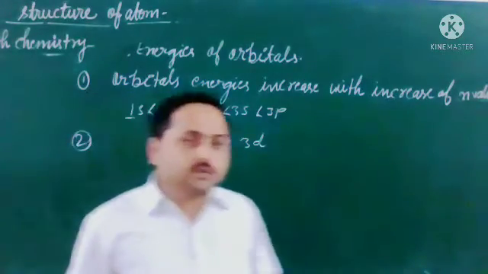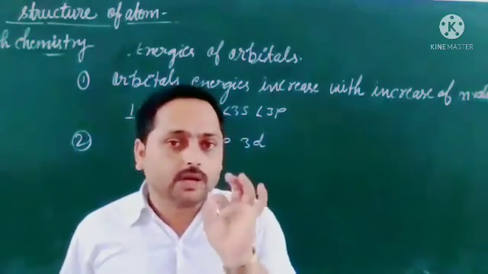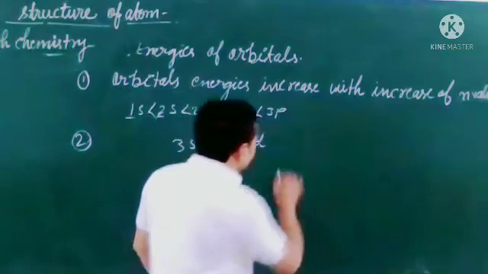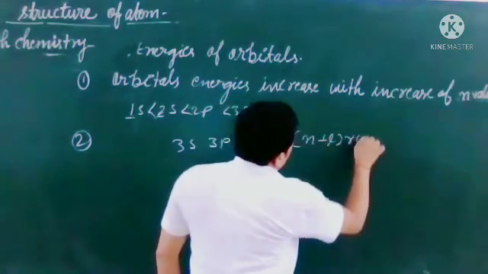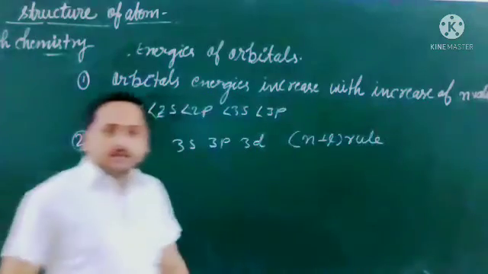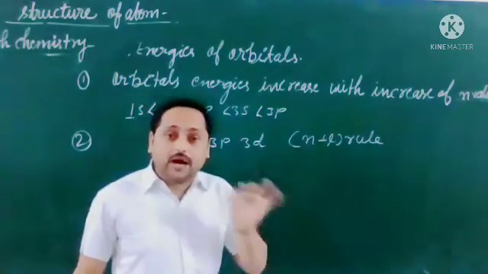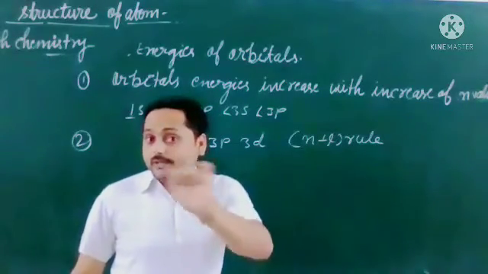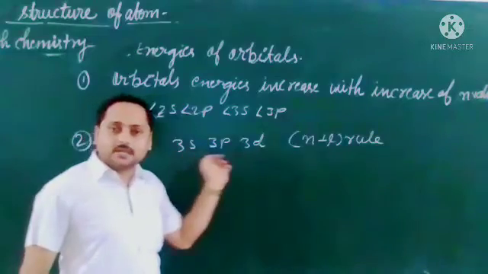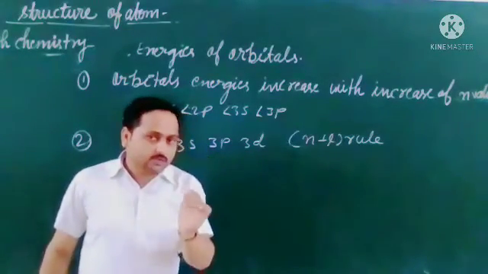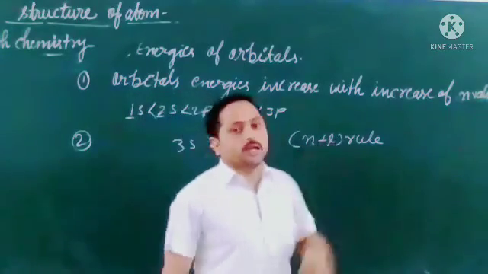So in this case, we use one rule, that is the n plus l rule. What is n plus l? To find the energy in this case, we will use n plus l. This is the rule we use to find the energy of orbitals of the same shell. They are in the same shell. To calculate the energy, we follow n plus l.